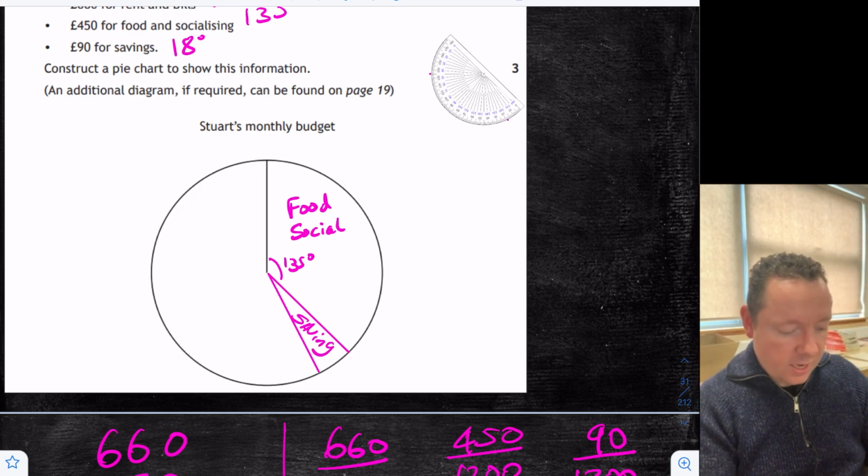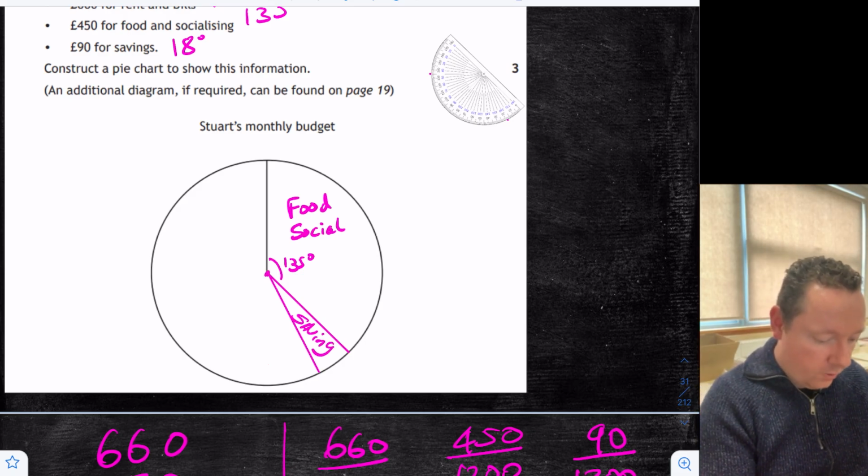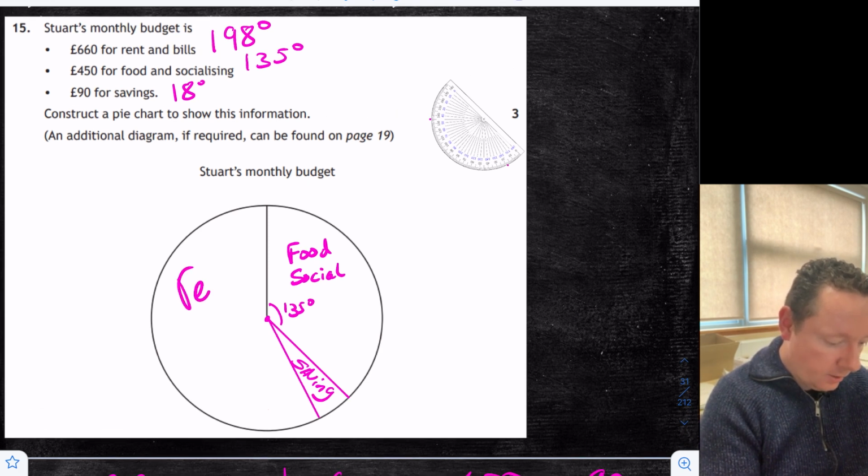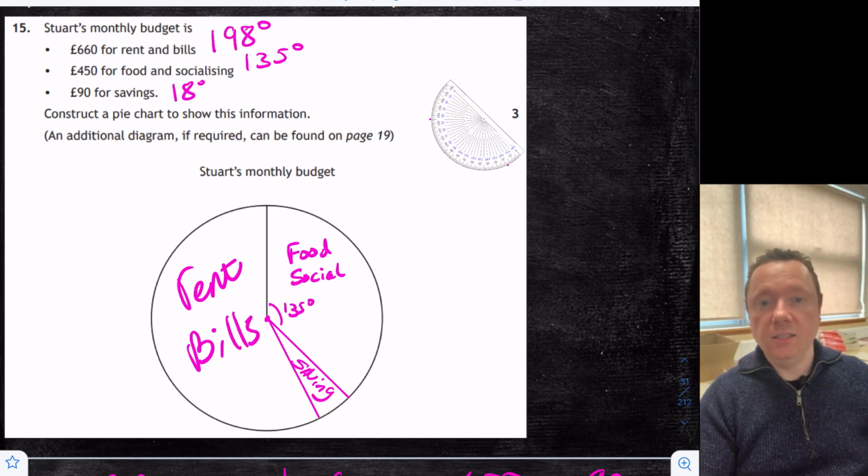And you can check this angle here, but if you've done everything right so far, then this other bit will be whatever's left, which is rent and bills. And that's us done there.